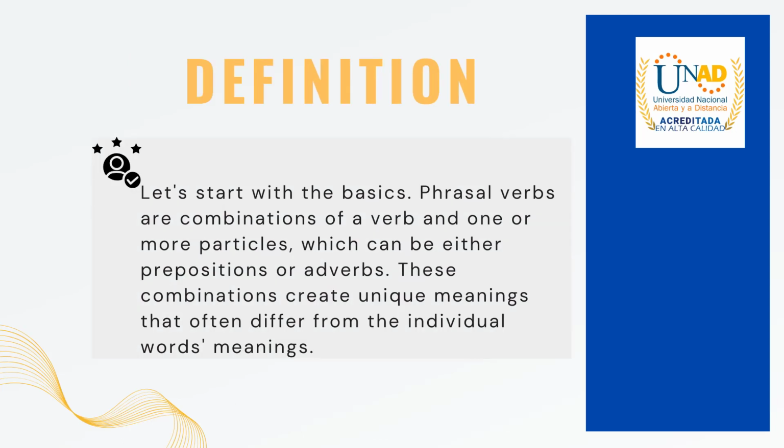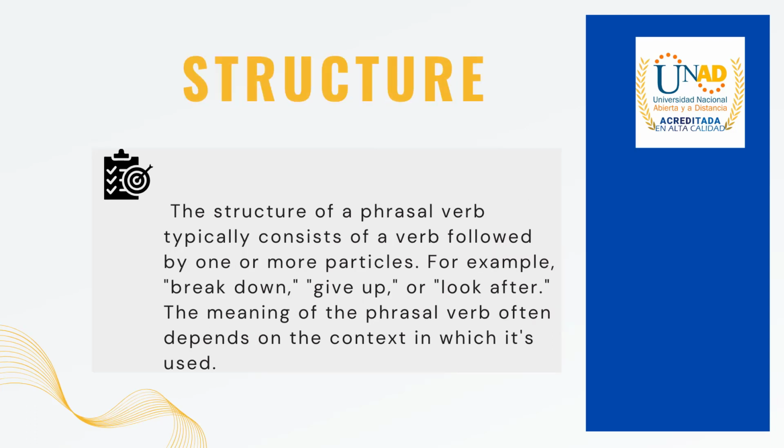Definition. Let's start with the basics. Phrasal verbs are combinations of a verb and one or more particles, which can be either prepositions or adverbs. These combinations create unique meanings that often differ from the individual words' meanings. Structure. The structure of a phrasal verb typically consists of a verb followed by one or more particles. For example, break down, give up, or look after. The meaning of the phrasal verb often depends on the context in which it's used.